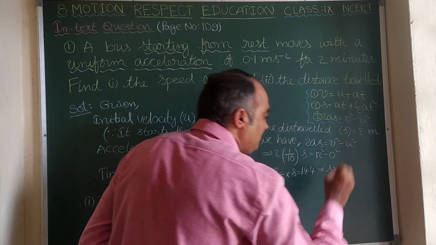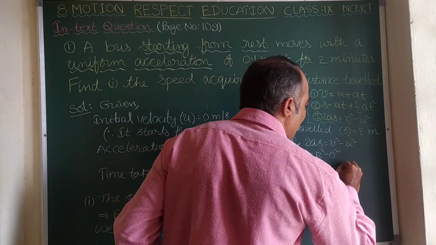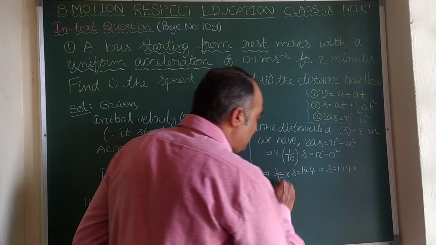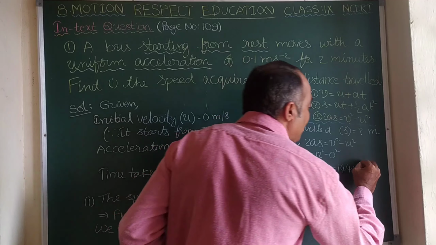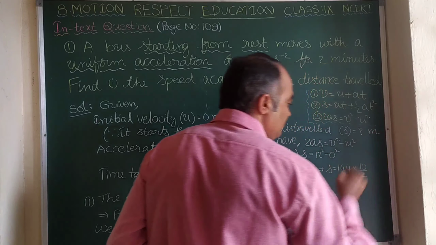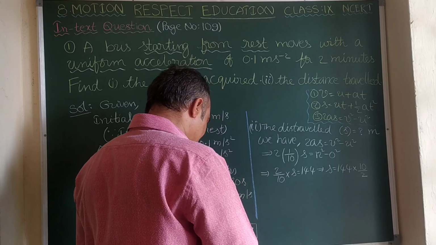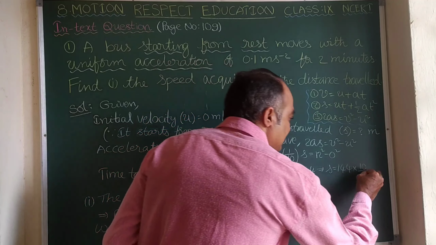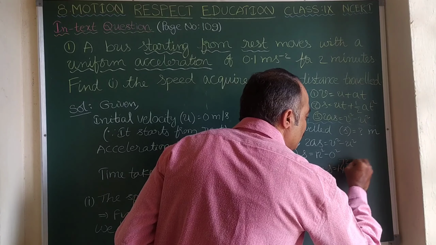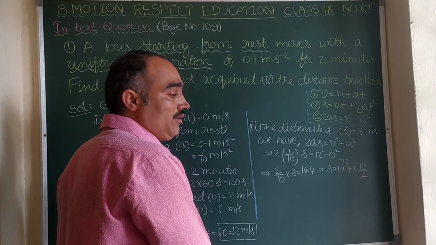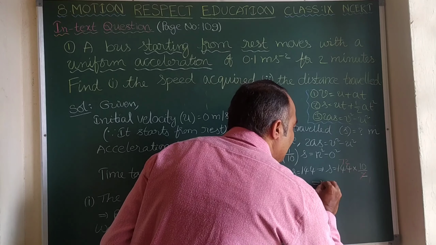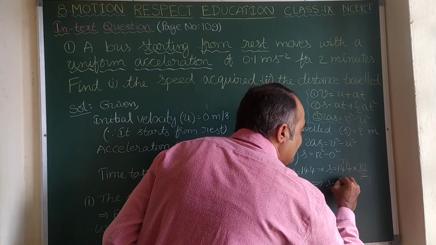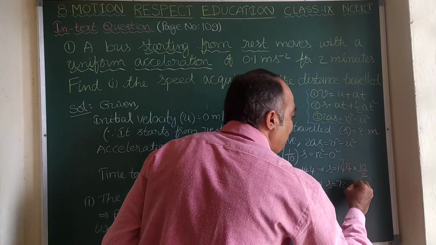Now for simplification, s equal to, let us write 144 as it is. Send 2 by 10 to the right side. It becomes 10 by 2. Clear? Now here cancellation. 2 1s are 2, 2 7s are 14, 2 72s are 144. So finally here s is 72 into 10 is 720. I told you units are already meters.